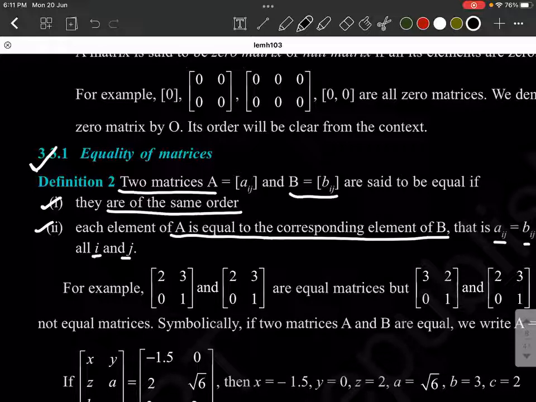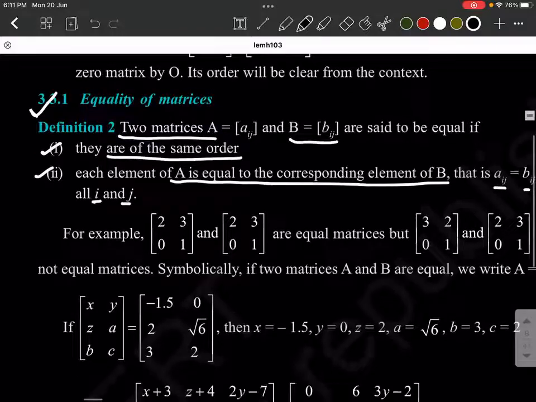They never mention it to be a square matrix in the first place. So the order of the matrix needs to be the same. For example, if I take [2, 3; 0, 1] and [2, 3; 0, 1], we can obviously call them equal matrices. But if you look at [3, 2; 0, 1] and [2, 3; 0, 1], can we call them equal matrices? Because the corresponding elements in the ith row and the jth column are not the same.